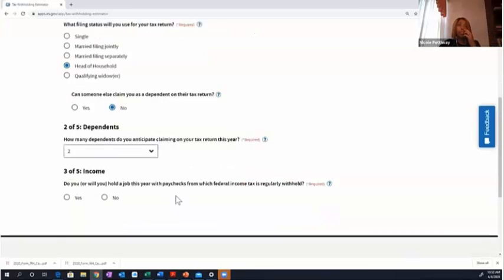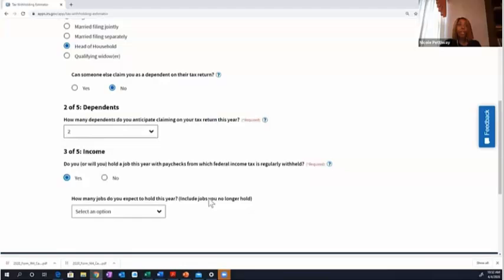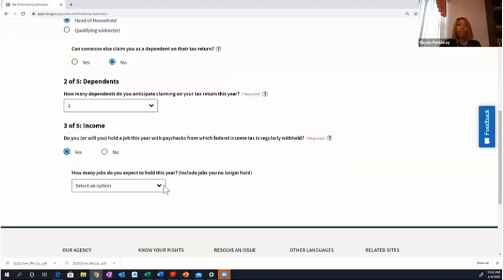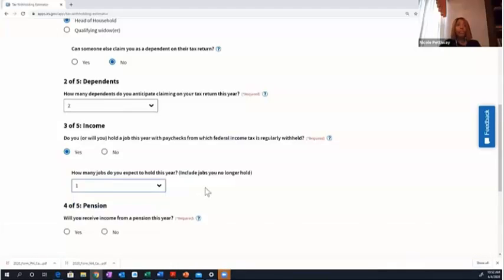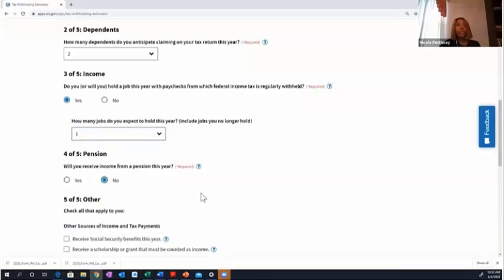Section 3 of 5, do you or will you hold a job this year from which federal taxes is regularly withheld? Yes, taxes are taken out of her paycheck. How many jobs do you expect to hold this year? In my example, only 1 job. Pension. Will you receive pension? Not old enough to receive a pension yet, so click no.